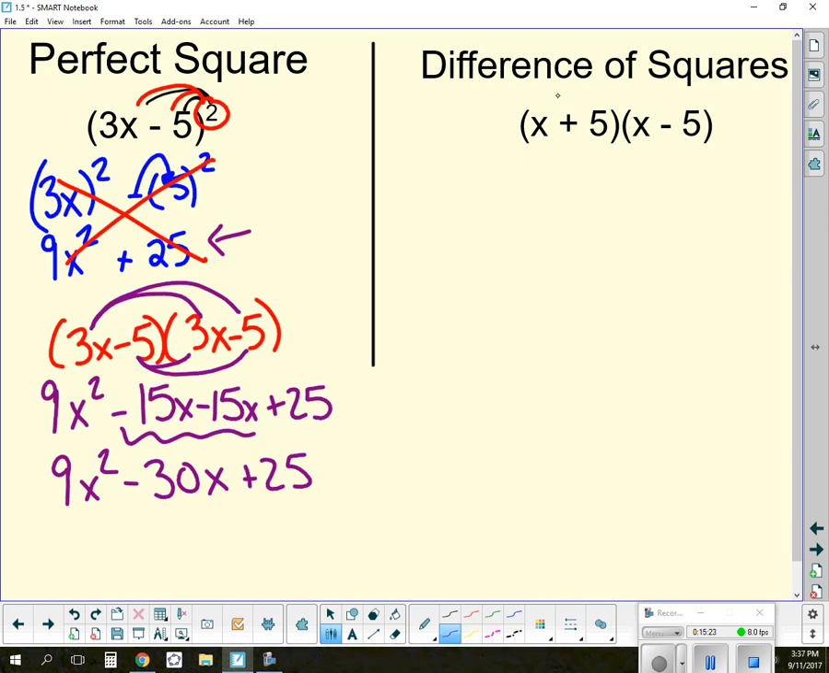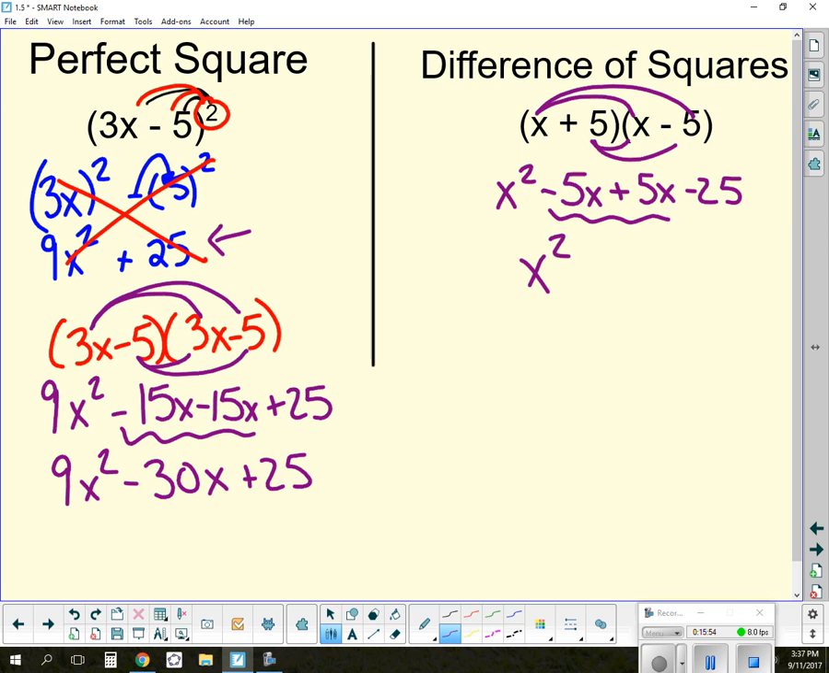And then one more special case, difference of squares. If you look at these two, you have the exact same things, just two different signs, one with a plus and one with a minus. So if you multiply that out, x times x is x squared. Then you've got a negative 5x, a positive 5x, and a negative 25. Your middle terms now have opposite signs, negative 5 and a positive 5. Those do cancel. So you are just left with x squared minus 25.